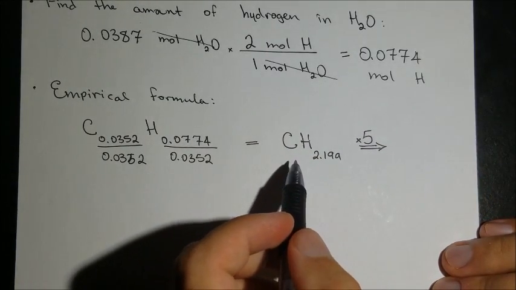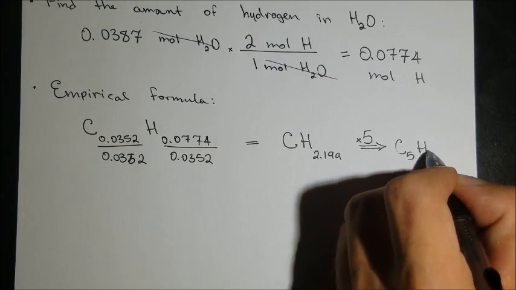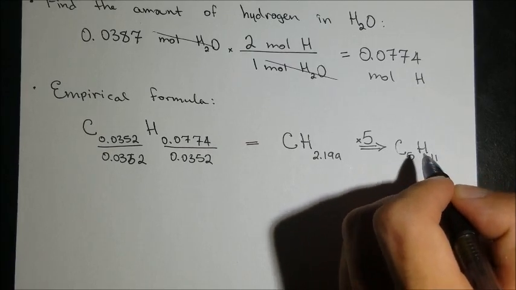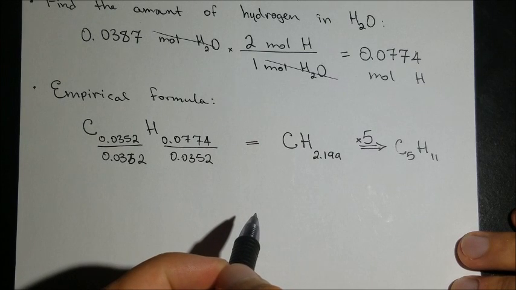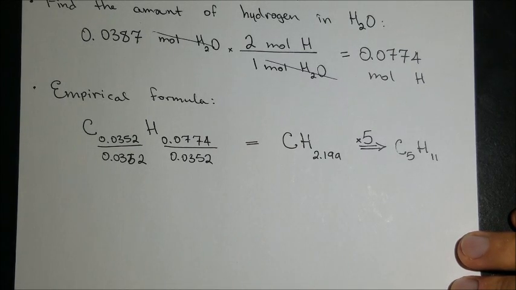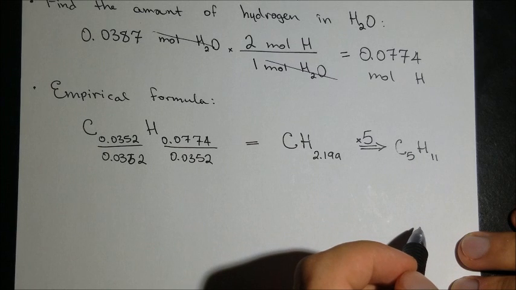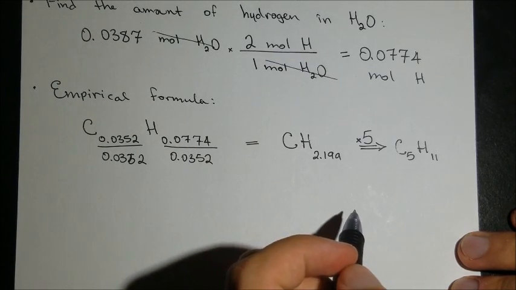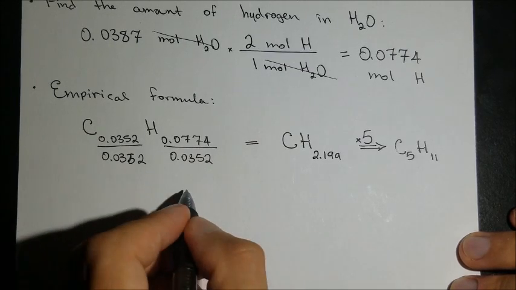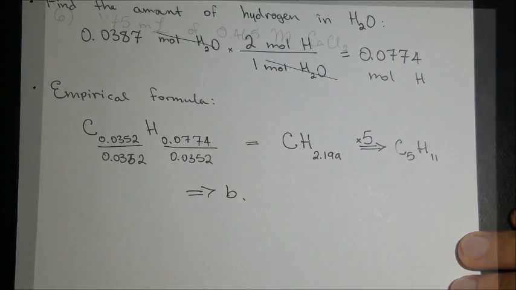So if we multiply these by 5, we would get C5H11. It turns out that when you multiply 2.199 by 5, you get something very close to 11, like 10.998, I think. And you just look at that and go, well, of course that rounds up to 11. So the answer you would get is C5H11, and that corresponds to B. So B is the correct answer for number 5.